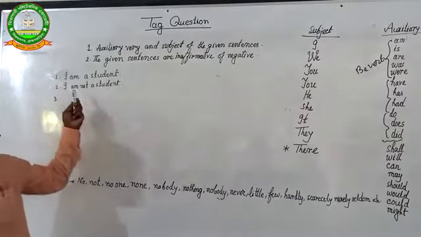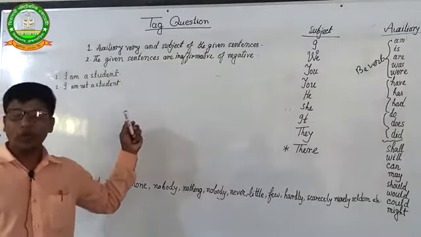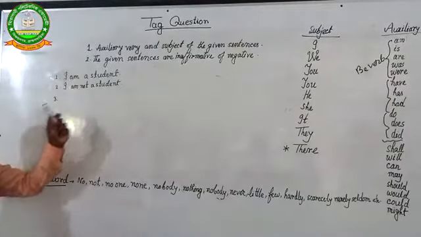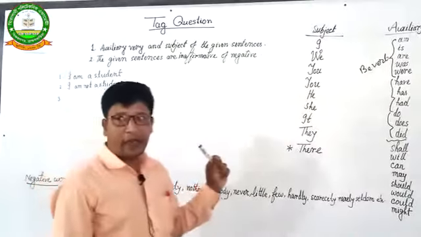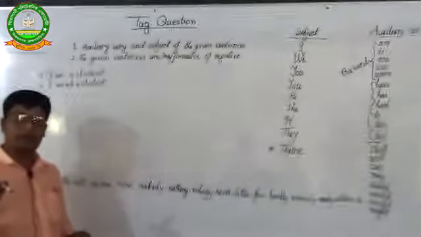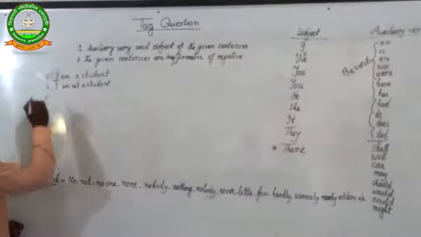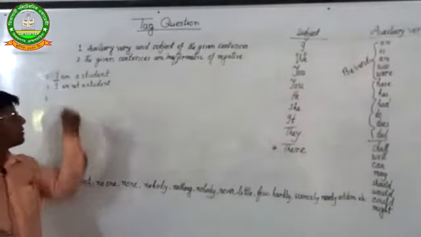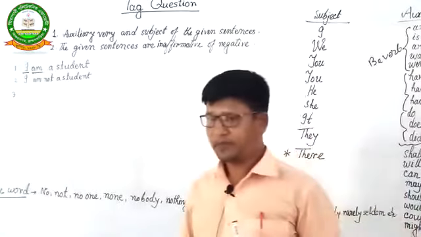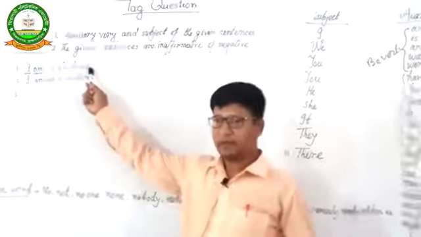Here I have written only two sentences. Here we will add tag questions. First sentence: I am a student. It's a very easy, short sentence. Here we will first find the subject and auxiliary verb of the sentence. Here I is the subject, and the auxiliary verb here is am. Then you will remember: is this sentence affirmative or negative?